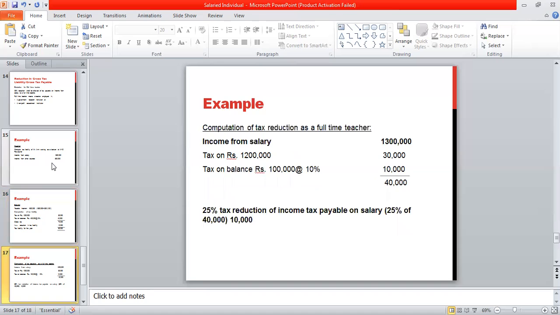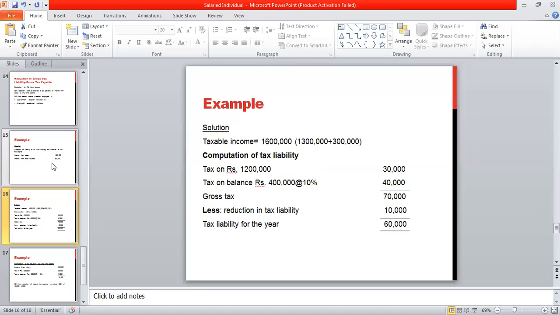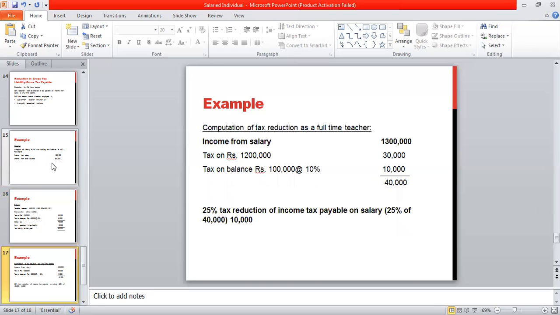The point to note down is that we always calculate reduction on the lowest amount. Here we have two amounts, 60,000 and 40,000. The lowest amount is 40,000, so we calculate reduction on this amount. So 40,000, 25% tax reduction of income tax payable on salary. 25% of 40,000 is 10,000. So the total reduction in tax liability as a full-time teacher of Mr. Amir is 10,000.